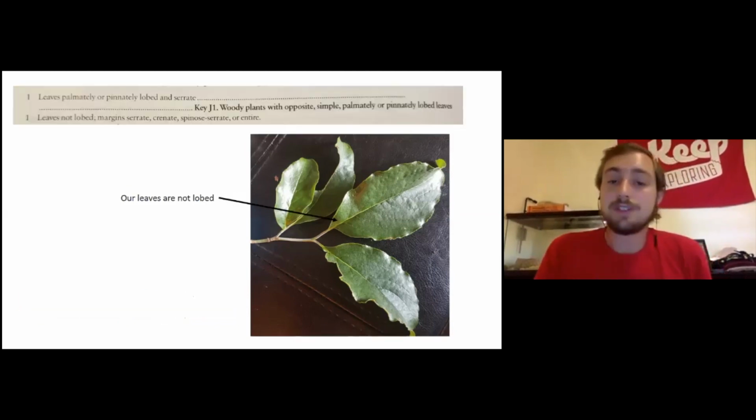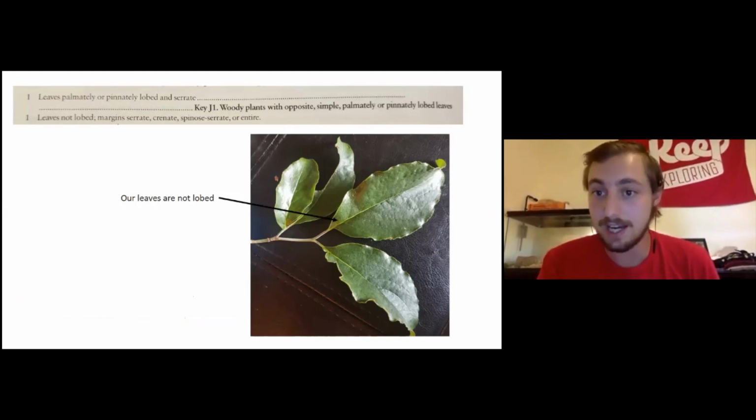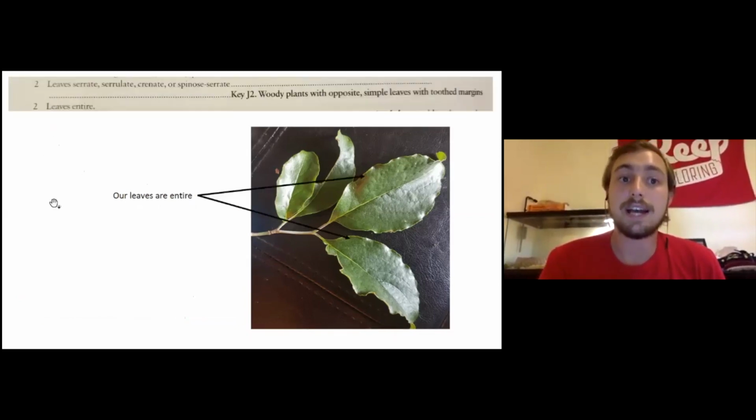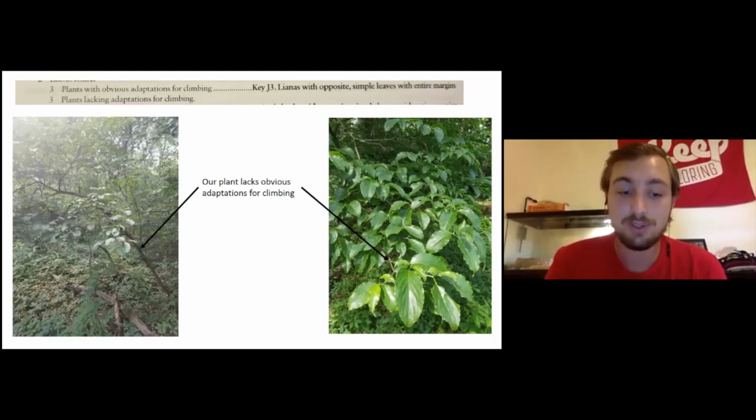So now once we move to key J, we have to then decide whether our leaves are palmately or pinnately lobed, or if they are not lobed, our leaf is entire and not having lobes. So we'll choose 1B here. And then it asks if it is serrate or crenate, if it has any sort of teeth along the edge. Because our leaves are smooth along the edge, they are entire. And then it's asking whether this is a vine or not. So it's having obvious adaptations for climbing, which would include tendrils, aerial rootlets, or a twining growth form. Because our plant lacks these adaptations, we'll choose 3B.